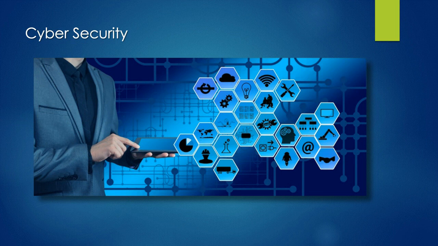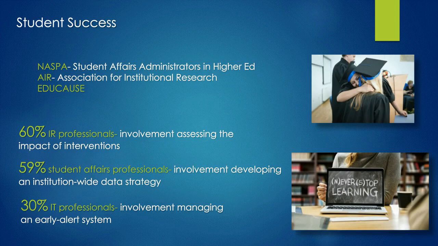Let's move ahead: what about student success? Real briefly, this is a study that was done last year, and there were 3 groups that did this study. There are a number of acronyms here, so I apologize for that. There's NASPA, the Student Affairs Administrators in Higher Ed, AIR, the Association for Institutional Research, and EDUCAUSE. What was interesting about this study is they asked these groups what their involvement is. So let's just look at this very quickly.